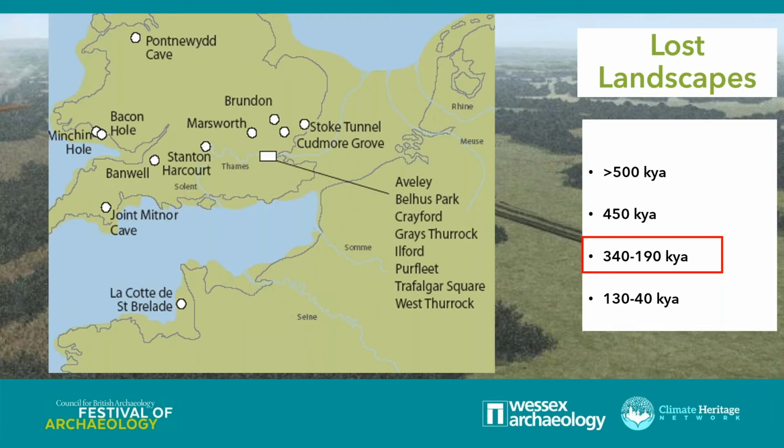The next period I want to show you is the period between 340,000 and 190,000 years ago. Although the process of breaching the Straits of Dover had started, there was still connectivity even during periods of elevated sea levels. This is the situation you would have seen between 340,000 and 190,000 years ago, when Britain would have been connected to Northern Europe across the North Sea.